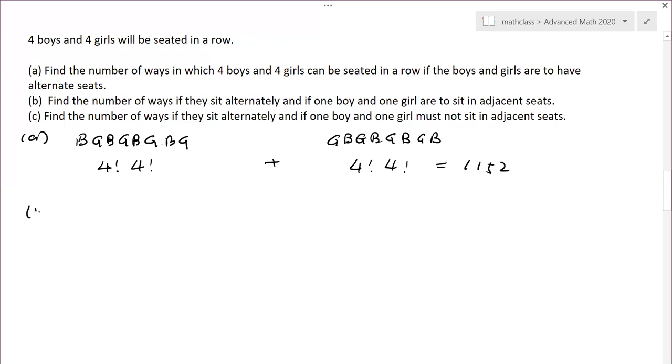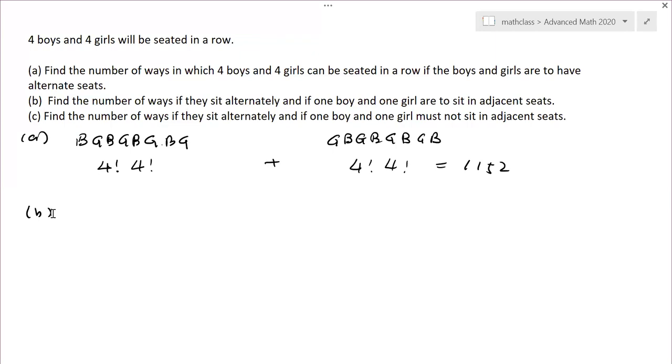Okay, let's do the second problem. Find the number of ways if they sit alternately and if 1 boy and 1 girl are to sit in adjacent seats. So we only consider the following arrangement. Indicate the boy and the girl sitting adjacent. There are 7 different positions for those 2 students.